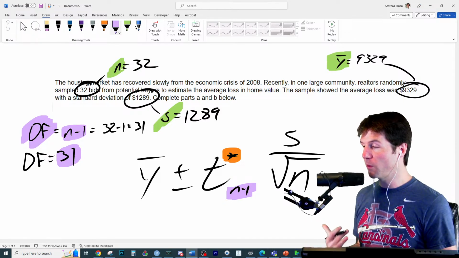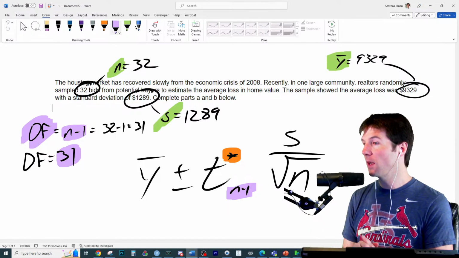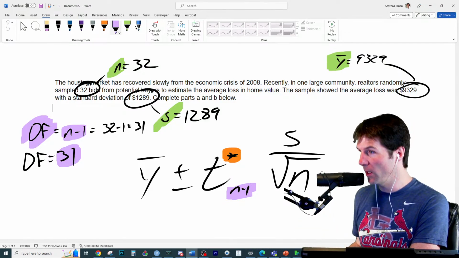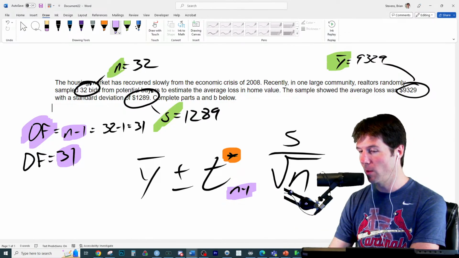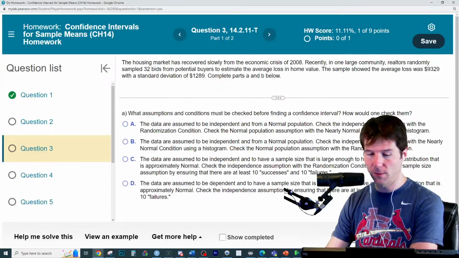So marking your notation before doing all this is going to set your mind in place, and the degrees of freedom tell us which T we are using. So very important right here that we know all of this before we start working on the question.